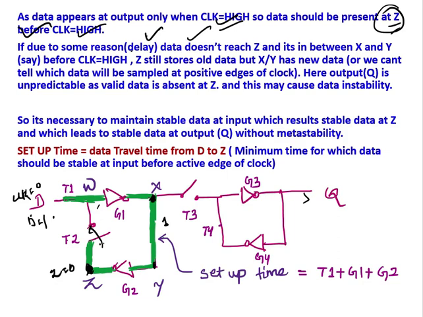Then what will happen? Then whenever clock equal to high, this data, this is our real data, this data can't reach, it is not going to reach this one, right? This portion.